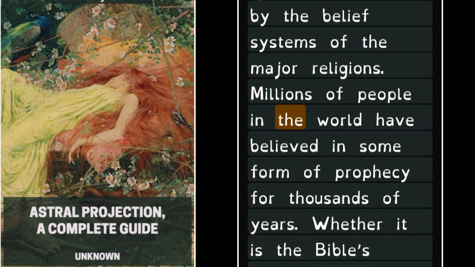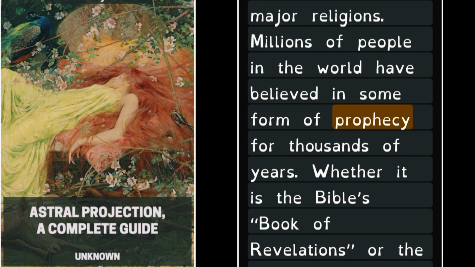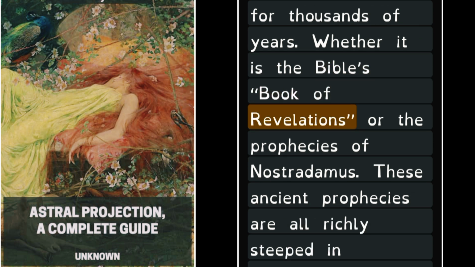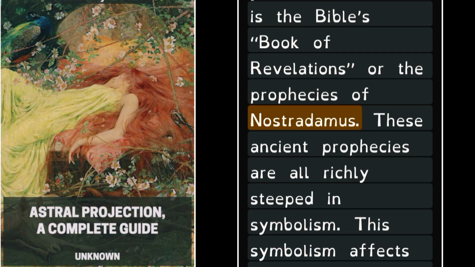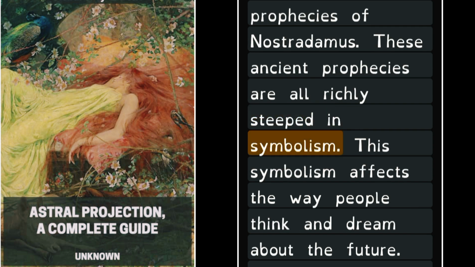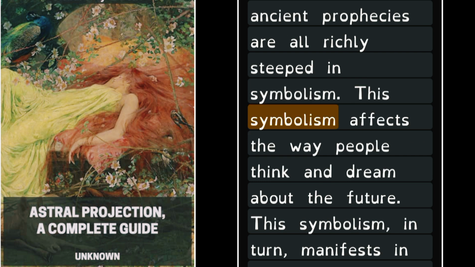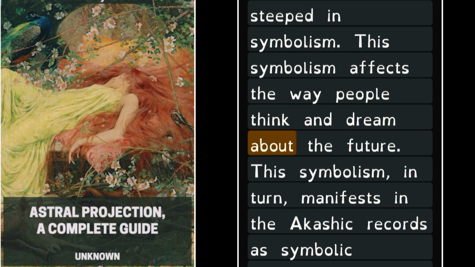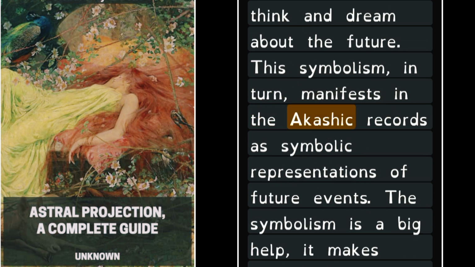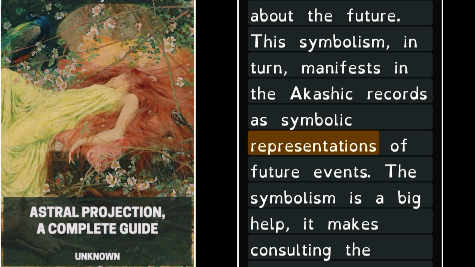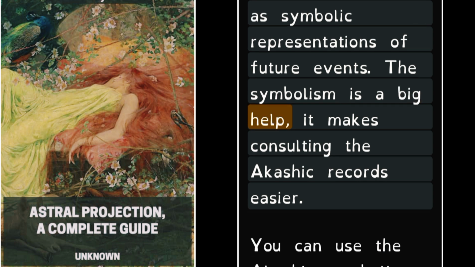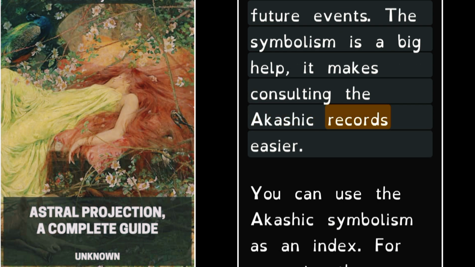Millions of people in the world have believed in some form of prophecy for thousands of years. Whether it is the Bible's book of Revelations or the prophecies of Nostradamus. These ancient prophecies are all richly steeped in symbolism. This symbolism affects the way people think and dream about the future. This symbolism, in turn, manifests in the Akashic Records as symbolic representations of future events. The symbolism is a big help. It makes consulting the Akashic Records easier.